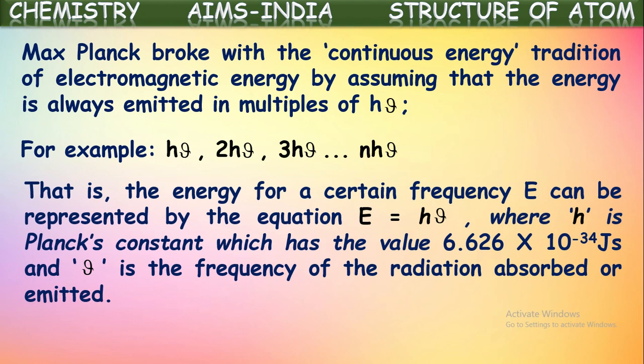That is, the energy for a certain frequency can be represented by the equation E is equal to h nu, where h is Planck's constant, which has a value of 6.626 into 10 to the power of minus 34 joule second, or 6.626 into 10 to the power of minus 27 erg second. And here nu is the frequency of radiation absorbed or emitted. The energy of a certain radiation is given by E is equal to h nu, where h is Planck's constant and nu is the frequency of that radiation.